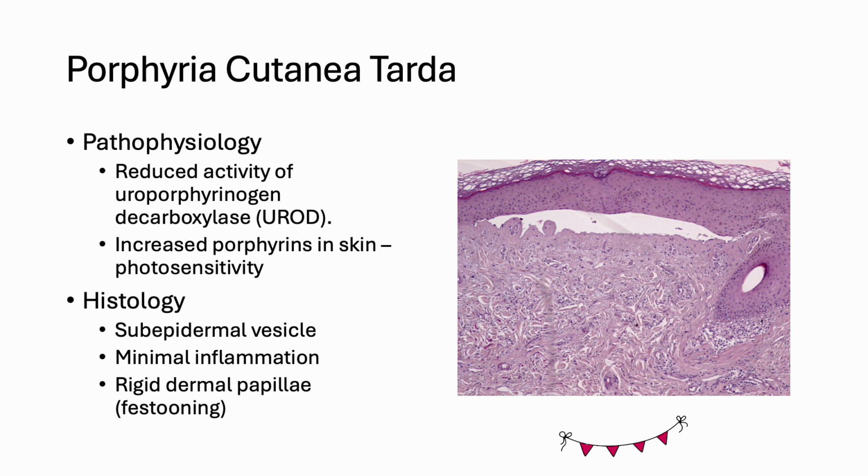And the inflammation usually is very minimal, and at the dermal-epidermal junction, you can see it shows very rigid dermal papillae, and some people describe this as the festooning. Here is the festooning. Also, sometimes you can see basement membrane zone-like material in small fragments in the epidermis as well. But this picture is very characteristic for the PCT. Also, you should see some solar damage in the background as well.